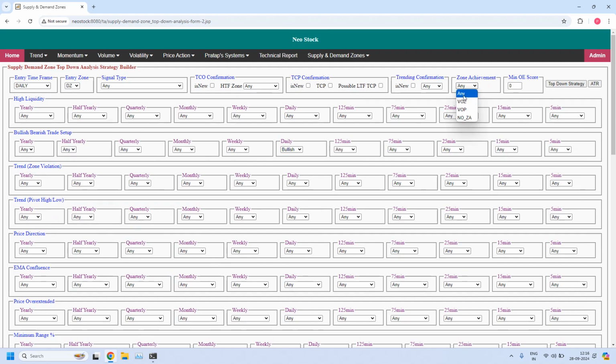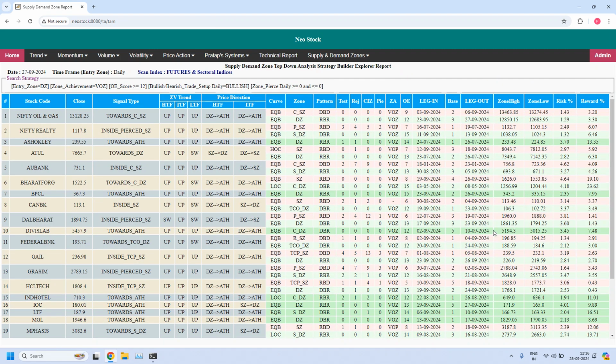Okay, zone achievement should be violated opposing zone. Minimum odd enhanced score should be 12. All the three filters are applied to daily demand zone. Now let's verify. So this is the filtered list. All these stocks are supporting bullish trade setup for monthly income trade, that is entry time frame daily.